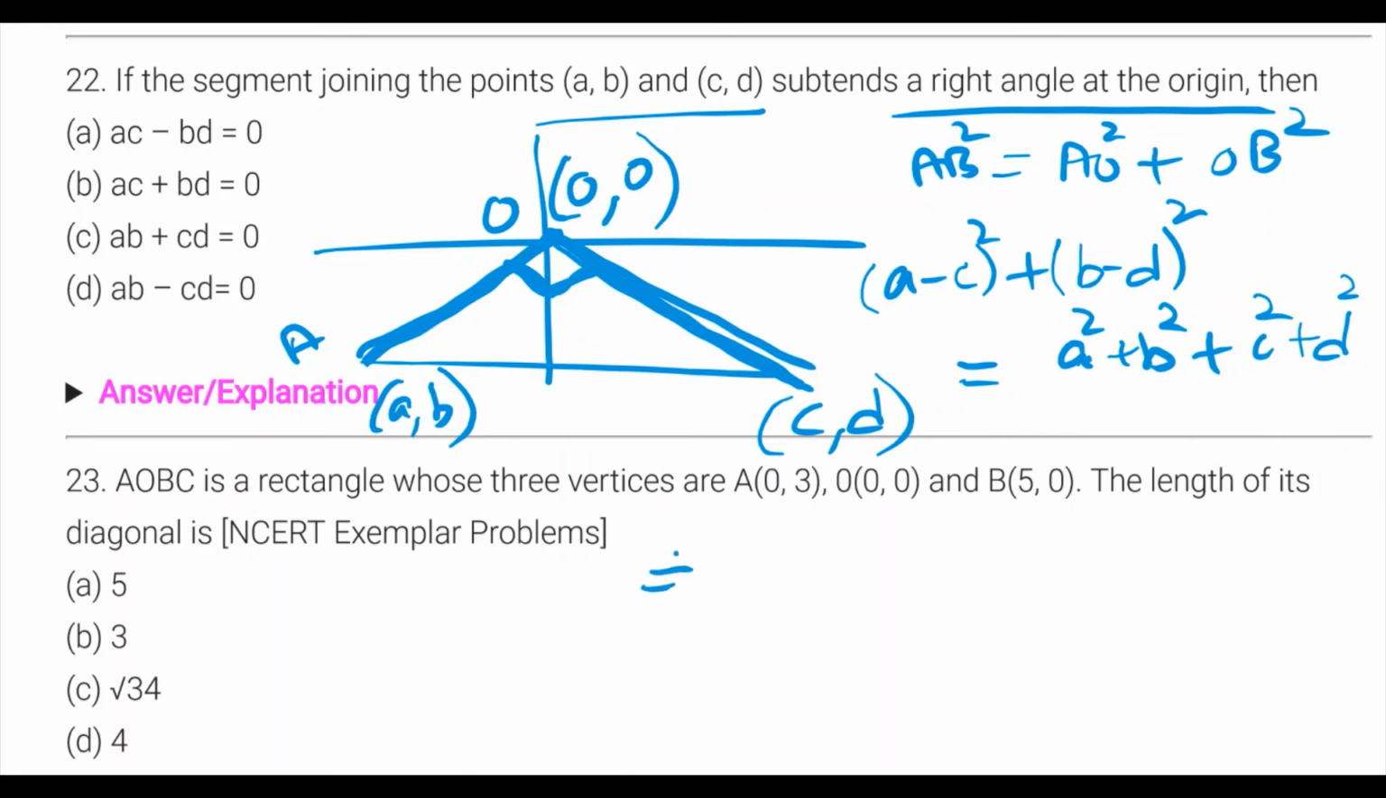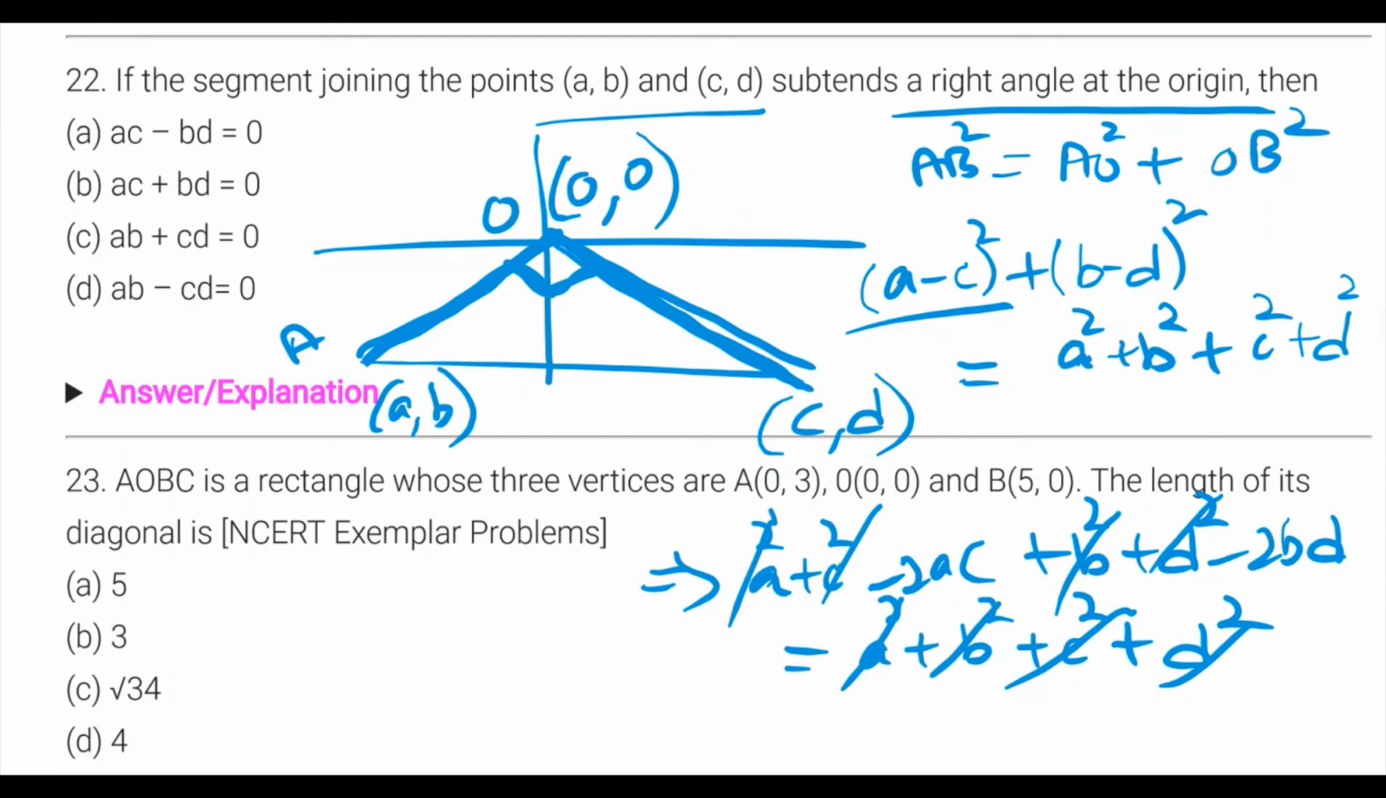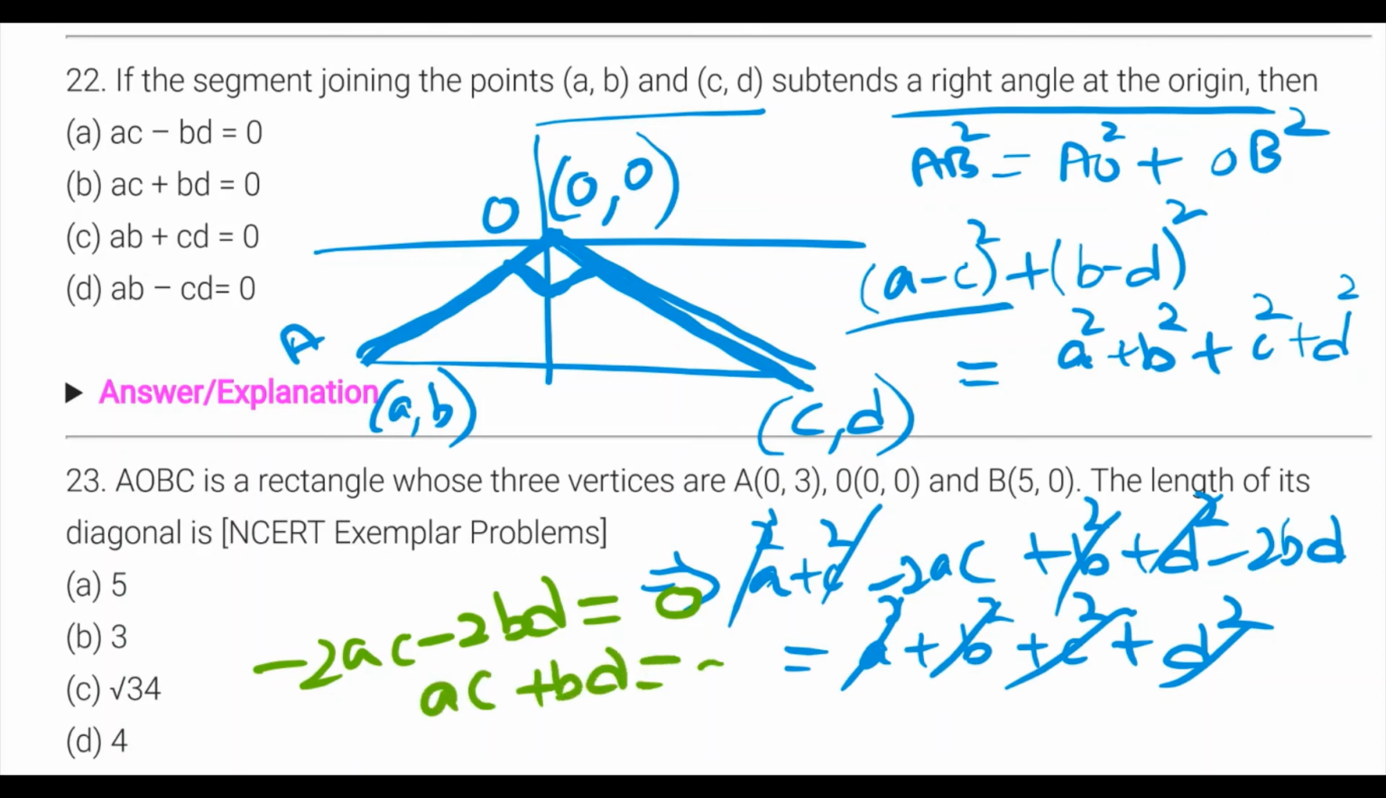On solving this, you will get A square plus C square minus 2AC plus B square plus D square minus 2BD equals A square plus B square plus C square plus D square. So these get cancelled. So at last I have minus 2AC minus 2BD equals 0. Taking out minus 2 common, AC plus BD equals 0. So option B.